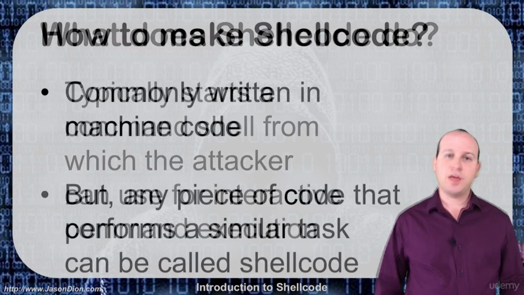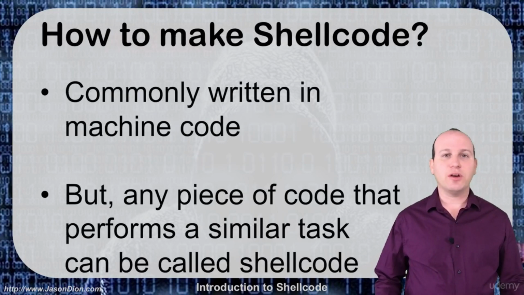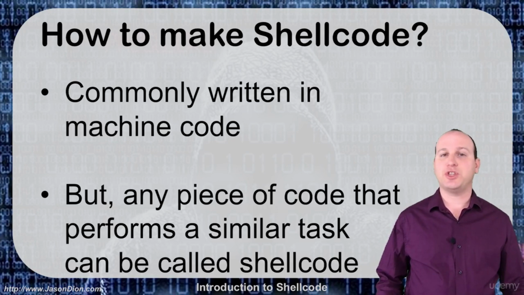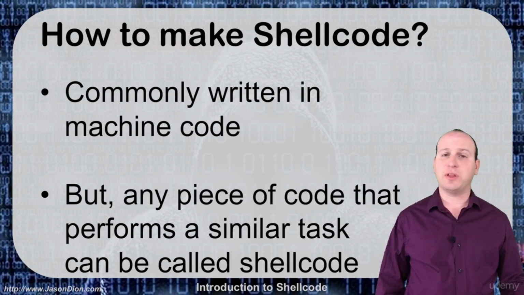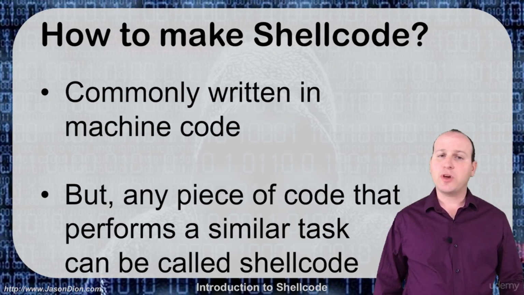How do we make shellcode? Well, shellcode is commonly written in machine code, so it's usually written in an assembly language. But any piece of code that performs a similar task can be categorized as shellcode. So it could be written in something like C as well. But most commonly it's going to be written in something like assembly or machine code.